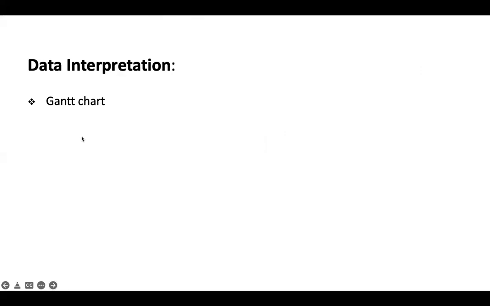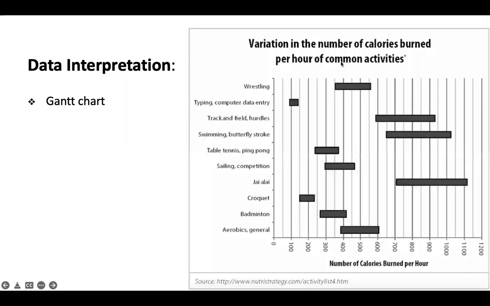Okay. This is again a very rare type of data interpretation graph which you will see in the exam, which is the Gantt chart. A Gantt chart is commonly used in project management. And what is the role of the Gantt chart? It is basically a useful way of showing activities displayed against time. If we see this, all of these are the activities: wrestling, typing, badminton, and whatever else. These are activities, and each of these horizontal bars represents the range, the minimum value and the maximum value.